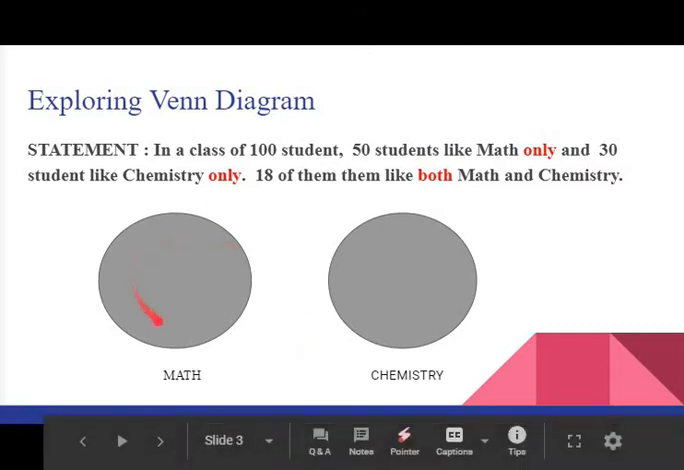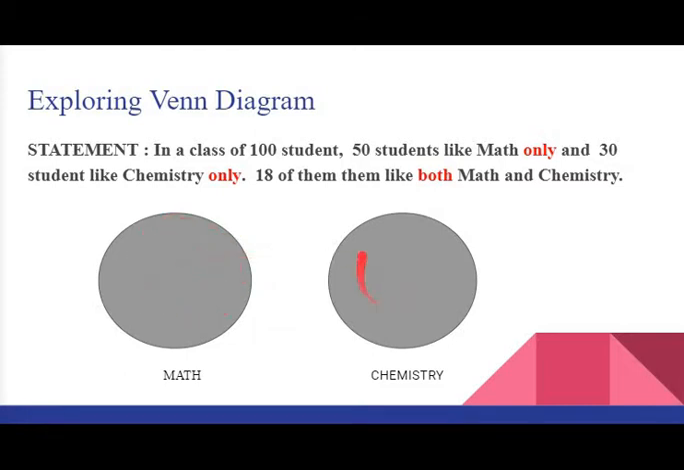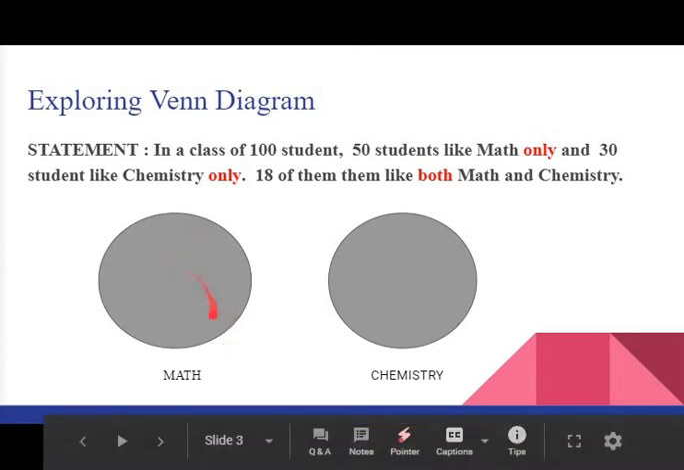Let us consider two circles in which one of them represents the number of students who like maths and the other circle represents the number of students who like chemistry. You have to keep one thing in mind: when we say the number of students who like math subject, we did not use the word only here. So there are some students in this circle who like chemistry as well.